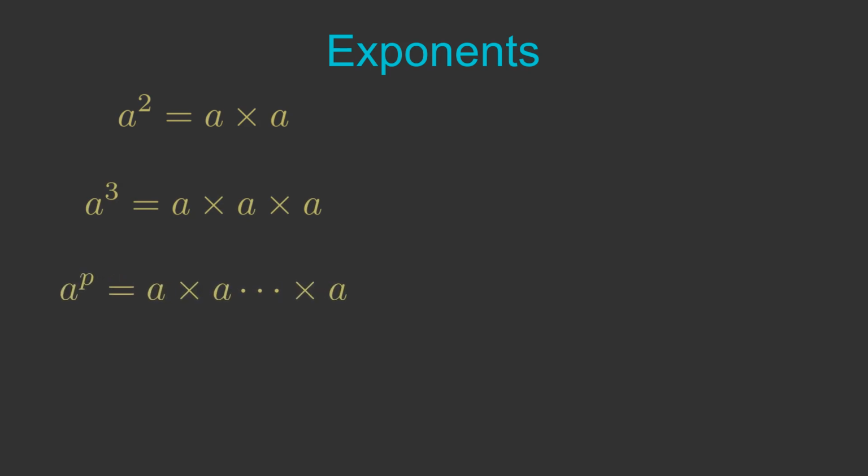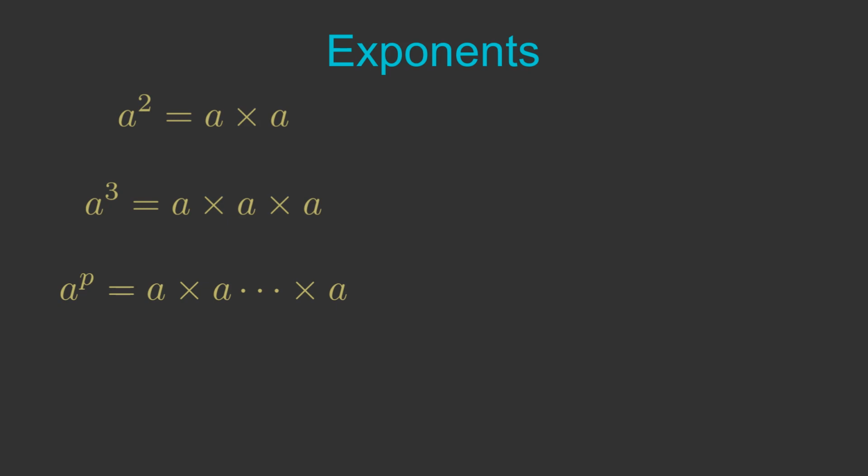In this video, we are going to look at the main rules of exponents. First, let's recap the basics. A to the power 2, or a squared, simply means a times a. A to the power 3, or a cubed, is a times a times a. In general, a to the power p is a multiplied by itself p times.